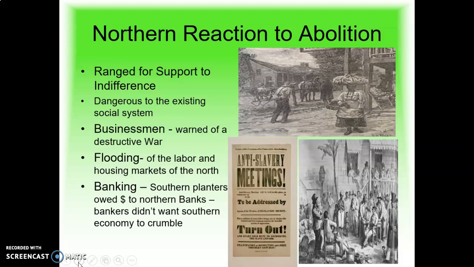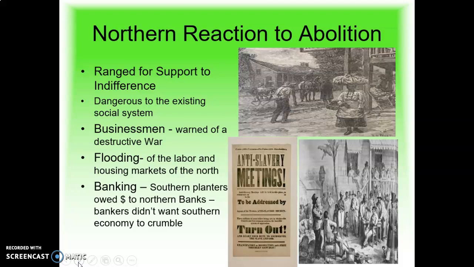Businessmen would warn, in the 1830s and 40s, of a destructive war that could come from it, flooding the labor market and housing markets in the North. So housing is going to be in short supply, and of course you're going to have so many laborers wanting to work there that not everybody's going to get a job.